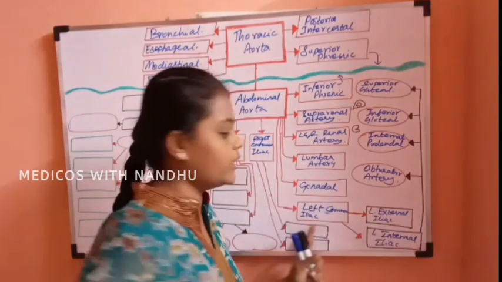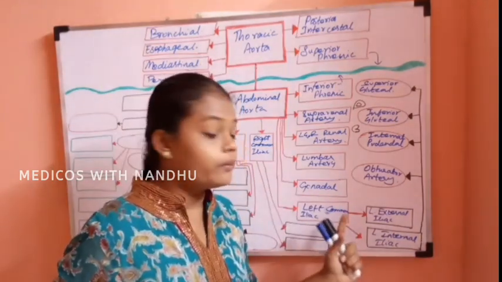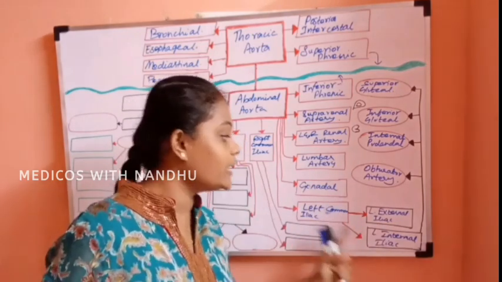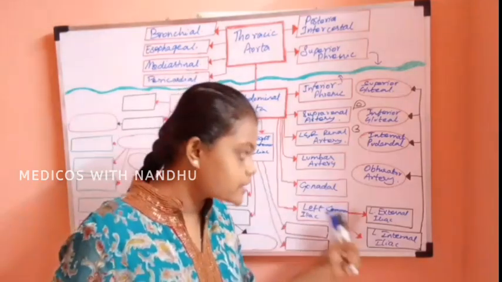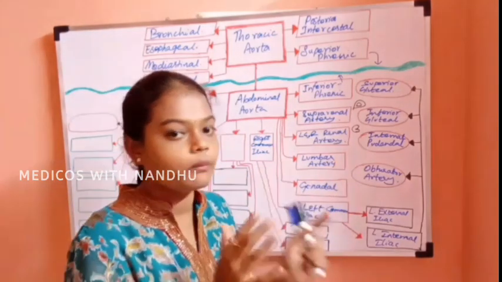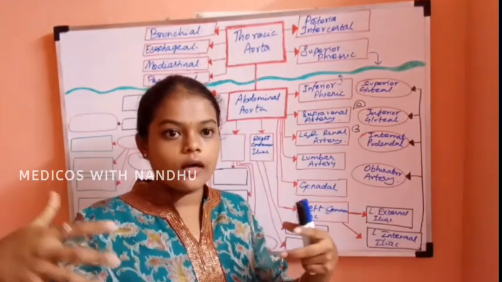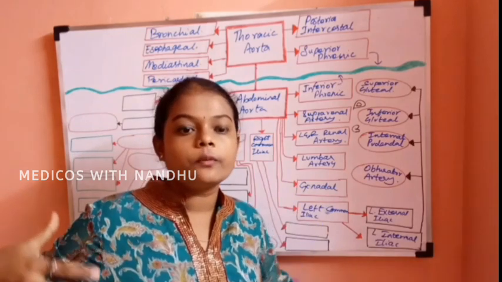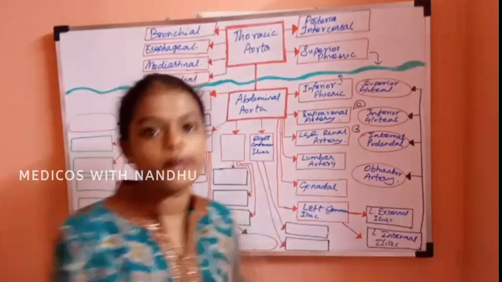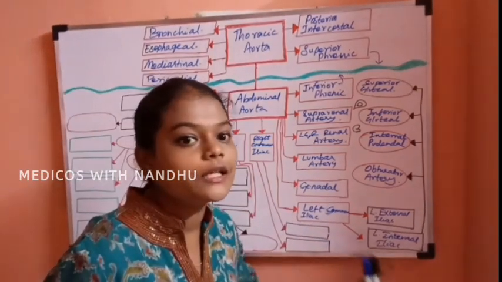First, the left common iliac artery branches into two arteries: the left external iliac artery and the left internal iliac artery. The external iliac artery branches into many arteries, but we can see that in another video, the arteries supplying the lower limb. But now we are mainly focused on the left internal iliac artery.